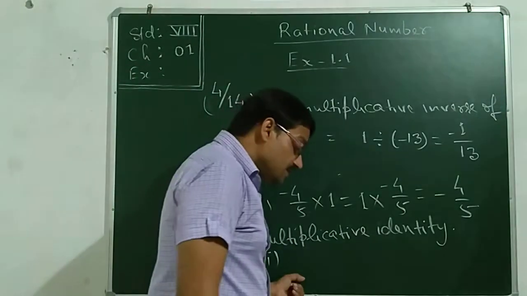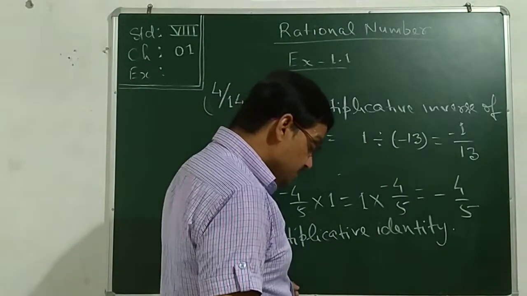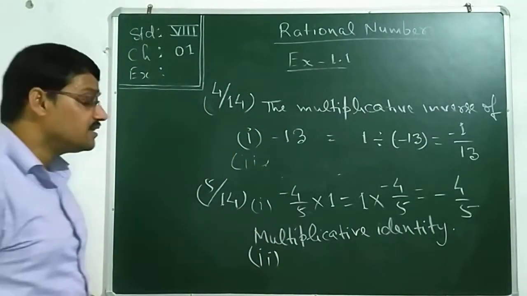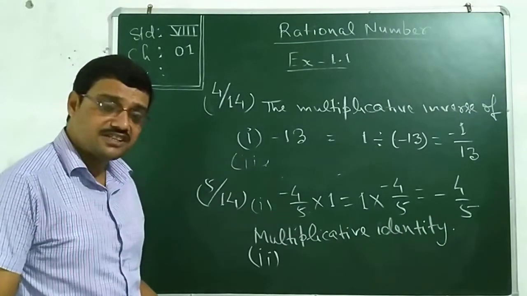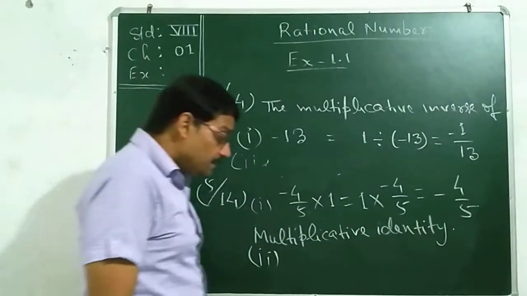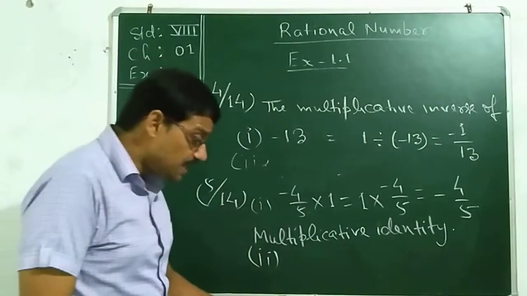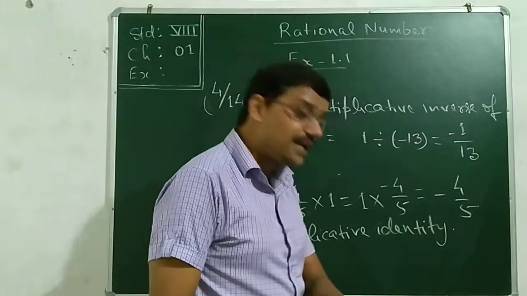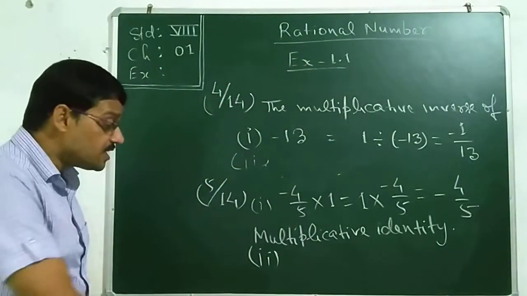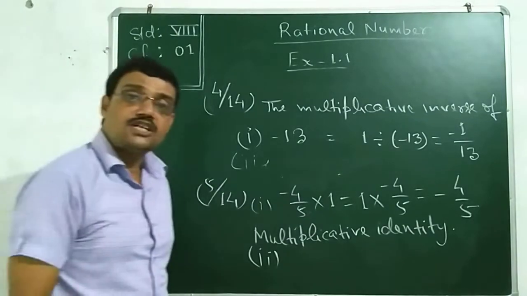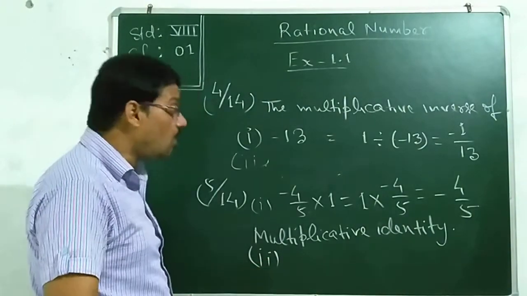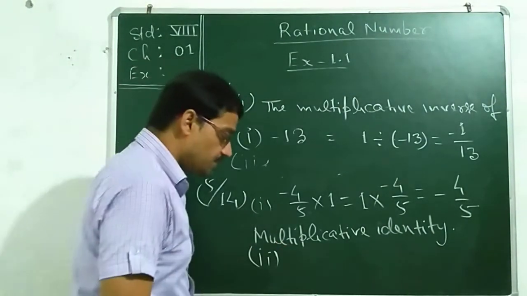And the next one, the third one: if any number is multiplied by its reciprocal, the resulting answer is 1. So the number minus 19 by 29 is multiplied by 29 by minus 19, that is the reciprocal of that number, and the resultant number is 1. So the property used will be multiplication by reciprocal, or multiplicative inverse you can write.